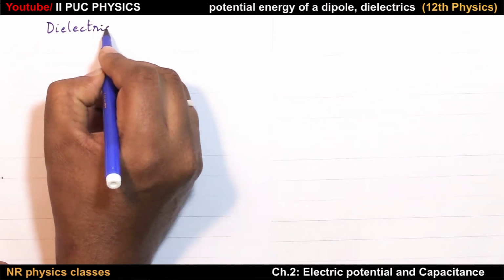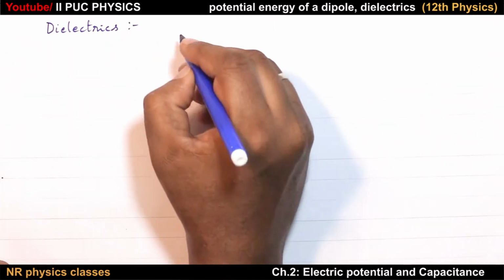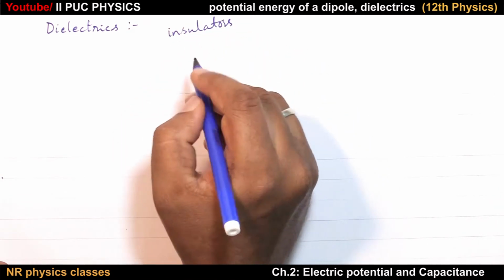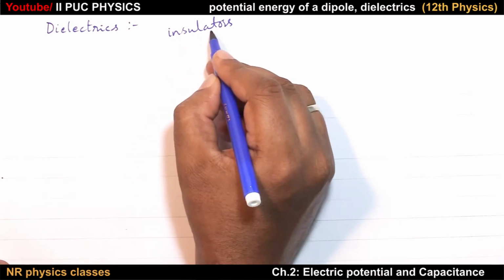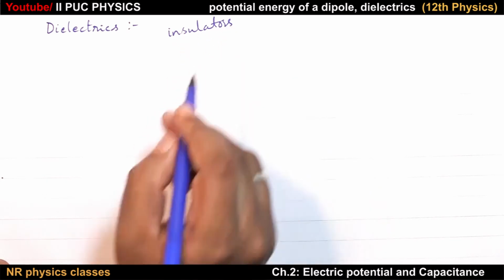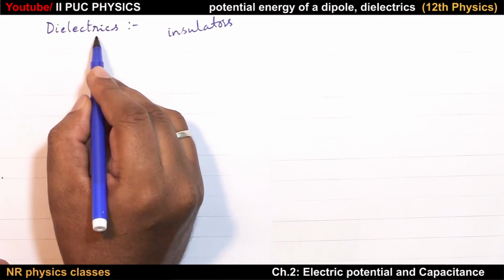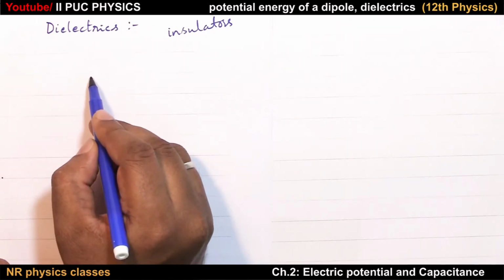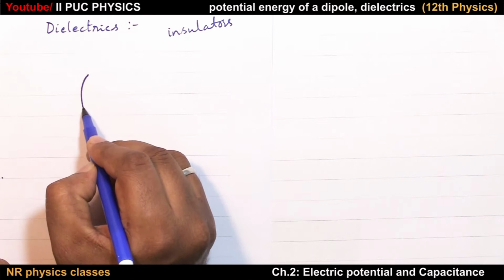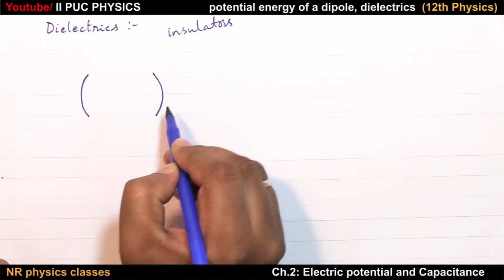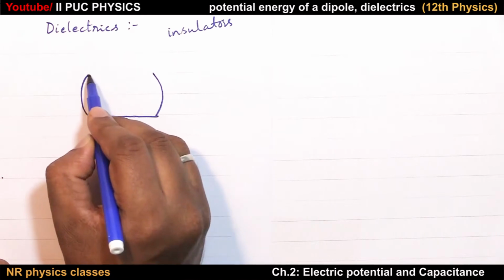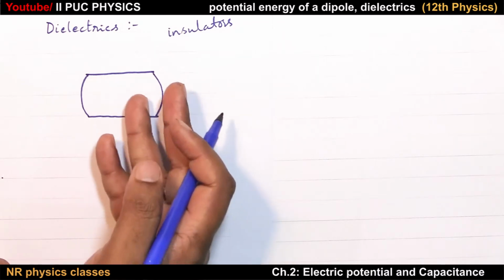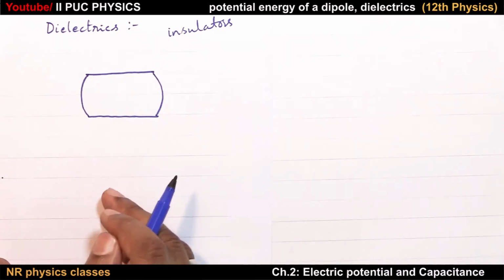Dielectrics. Dielectrics are insulators. Insulators means free charge carriers, nothing but free electrons, are absent. Let us see what happens to a conductor when an electric field is applied. Let this be a conductor. Conductor means a metal piece. Let it be in this shape. It can be of any shape, but for the time being, let this be a conductor, a metal piece.